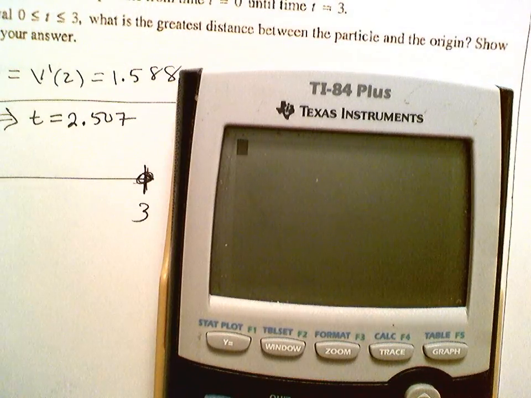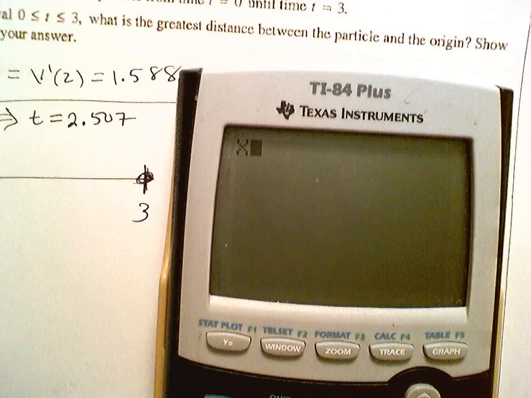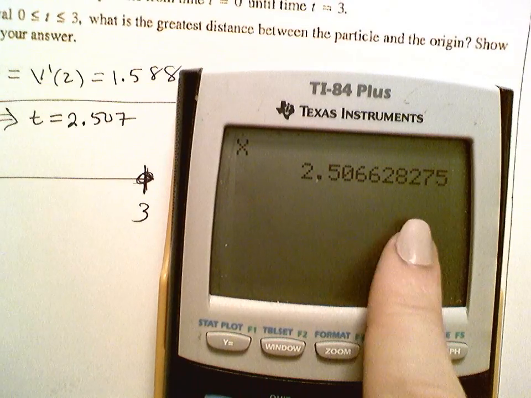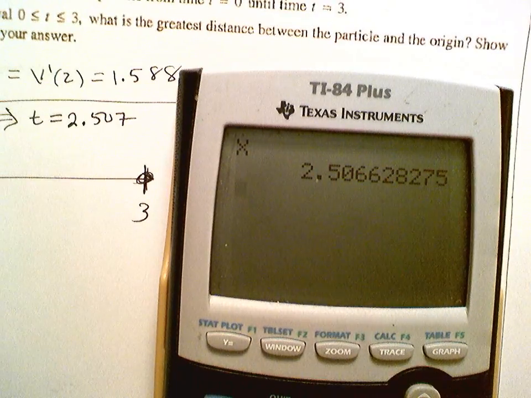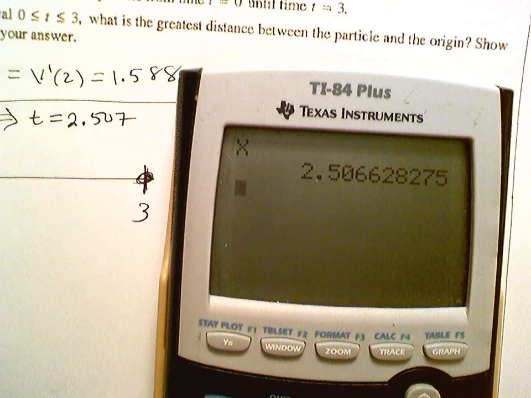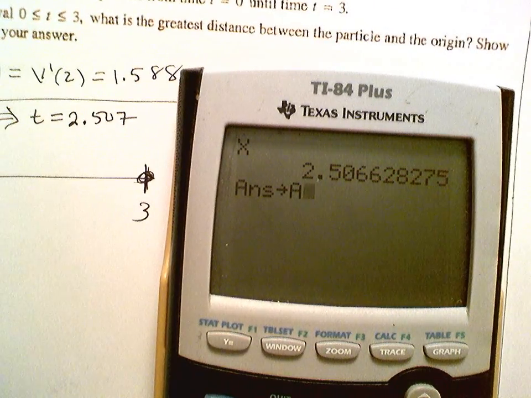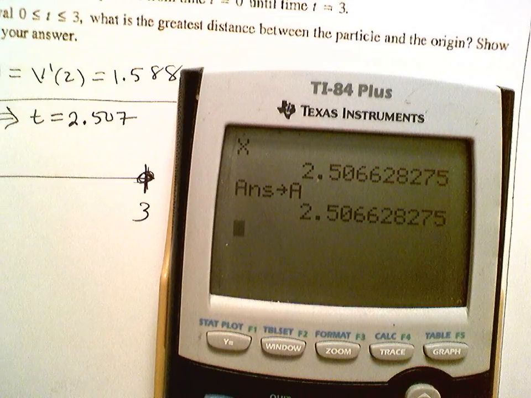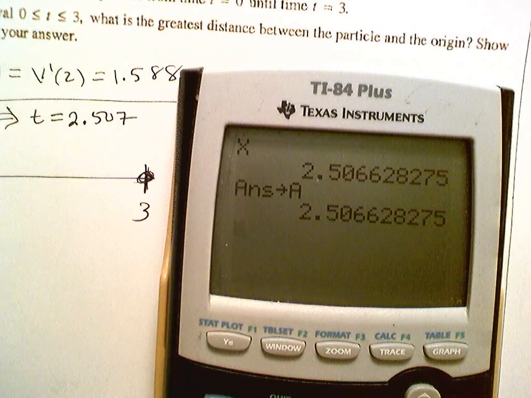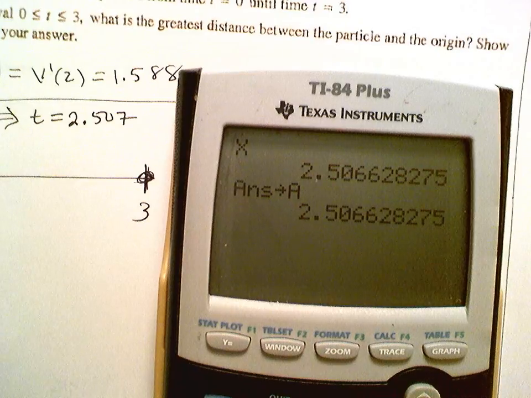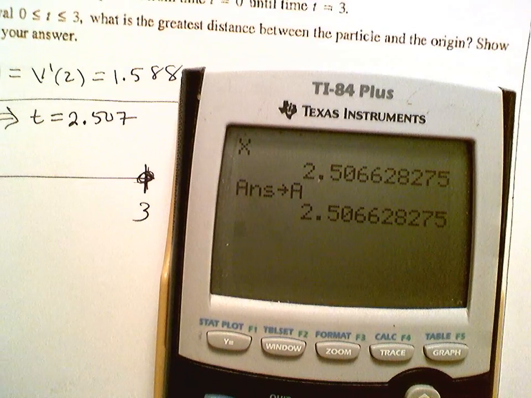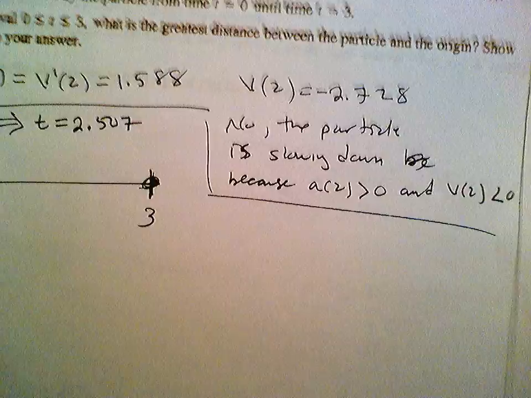So I'm going to go to my home screen. All right, I type in x. Notice right there, that's the x coordinate that I just found. Your calculator will understand that. And I'll store it under a different letter. So I'm storing it under A, okay? So if I want to use this number again, I can just use A for it. And I'll have a better approximation.